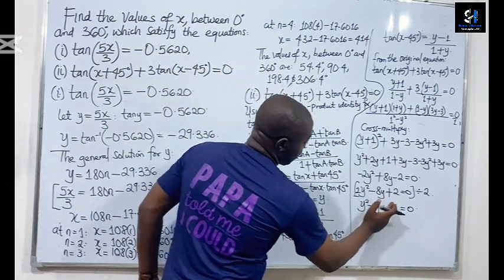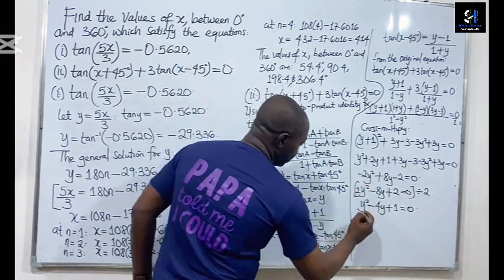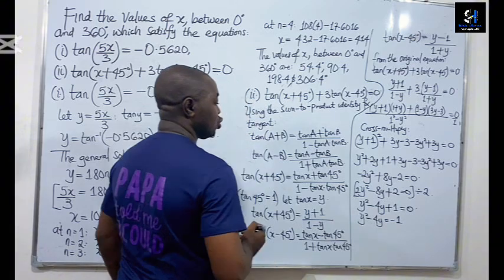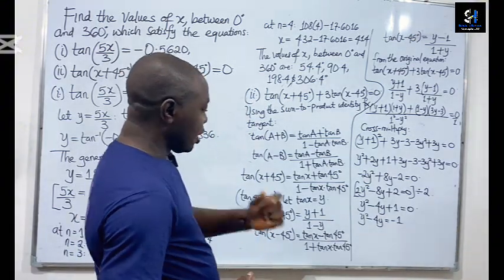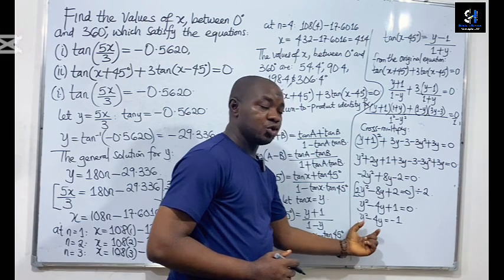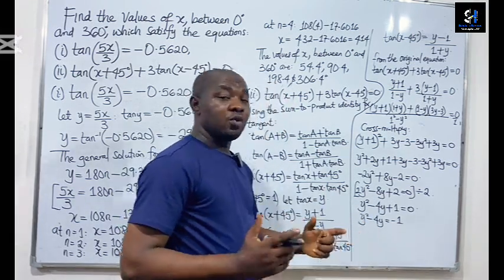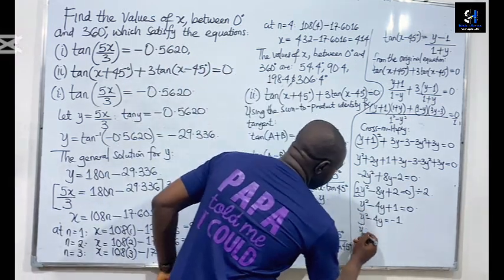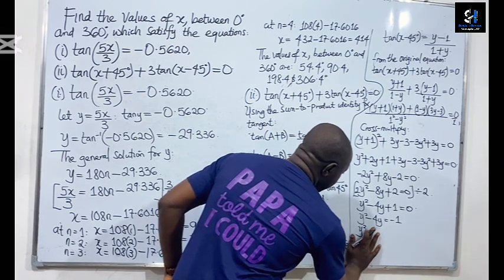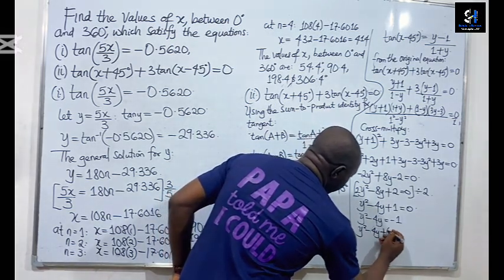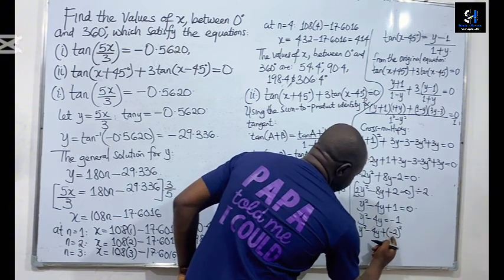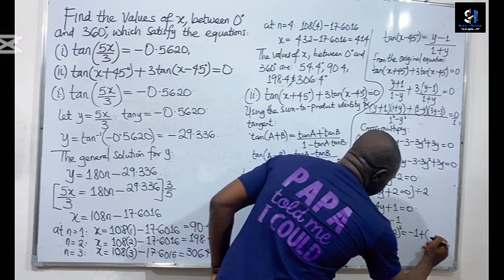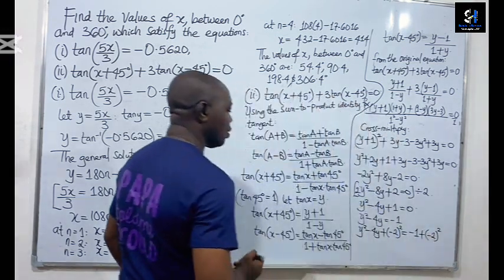So what I'll do first is carry this plus 1 over to the right hand side, so that this will be y squared minus 4y equals minus 1. Now to complete the square, I'm going to add half of the coefficient of y raised to the power of 2 to both sides. So this will be y squared minus 4y plus negative 2 raised to the power of 2 equals minus 1 plus negative 2 raised to the power of 2.